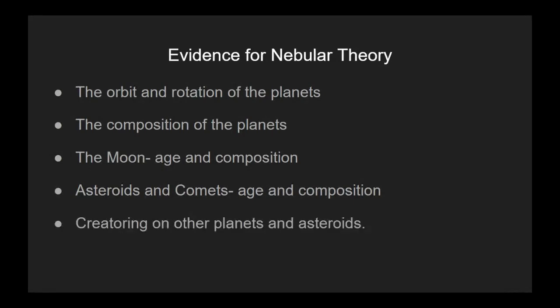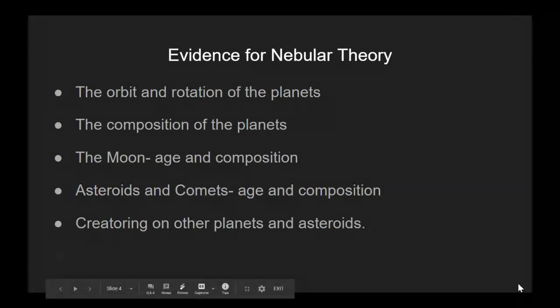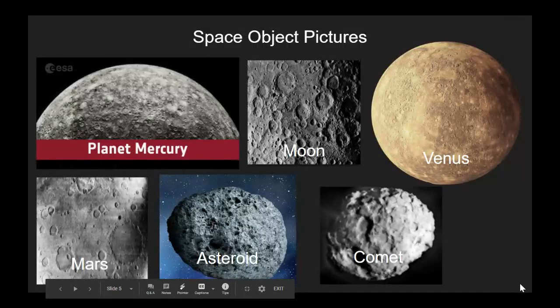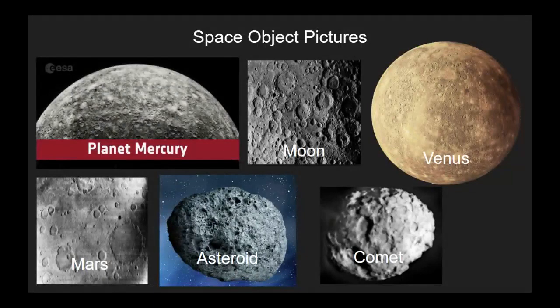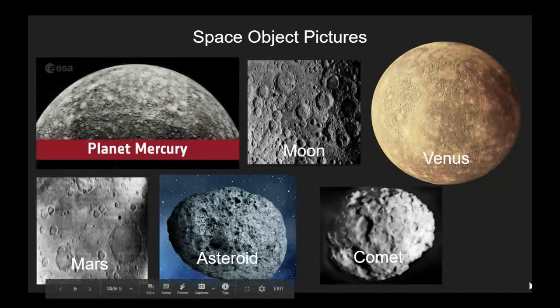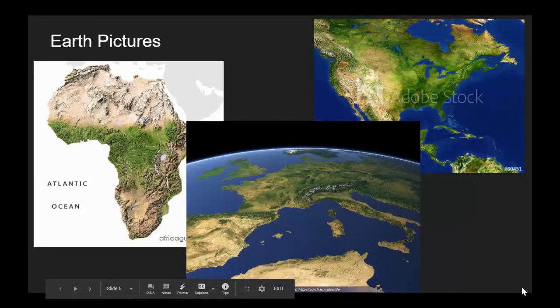The next piece of evidence to support nebular theory is cratering on other planets and asteroids. So I'm going to click ahead here to show you some pictures. So these are some pictures of Mercury, Venus, Mars, a picture of the moon, and a picture of an asteroid and a comet. And if you look at all of them, you should see one big similarity between all of them. They all have these craters that are all over on them. When we look at the Earth, we do not see these same craters.